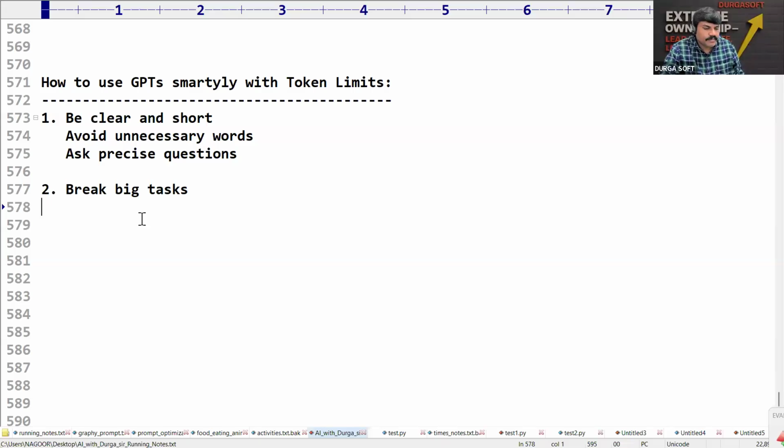You mean, sir, to always use GPT for short or concise questions, not very big questions, because of the token limits? For big questions, it's not something like 500 pages or 300 pages. Just 1 or 2 pages, or 5 or 10 pages, is acceptable, no problem at all. If a big task is there, it is better to break that task.